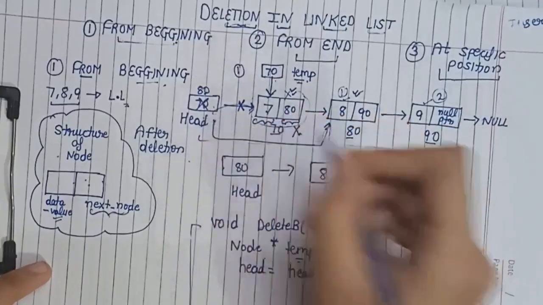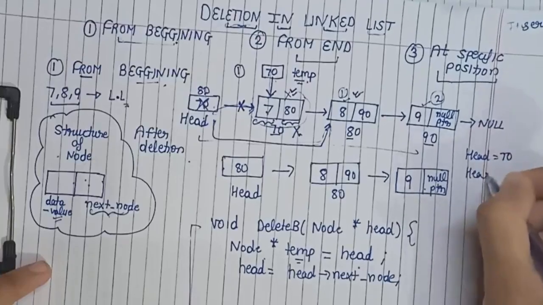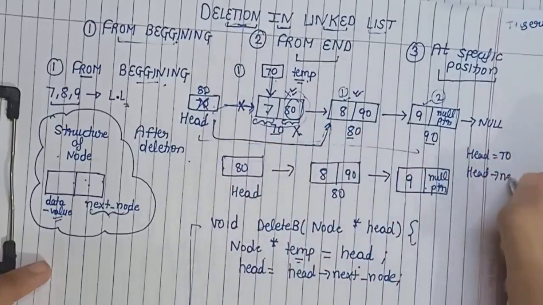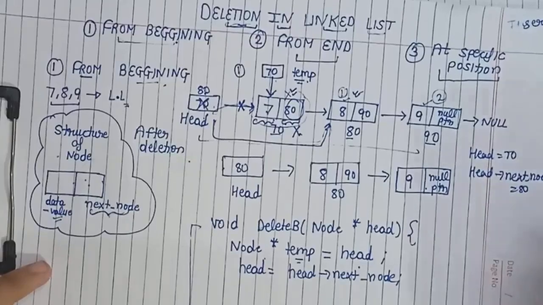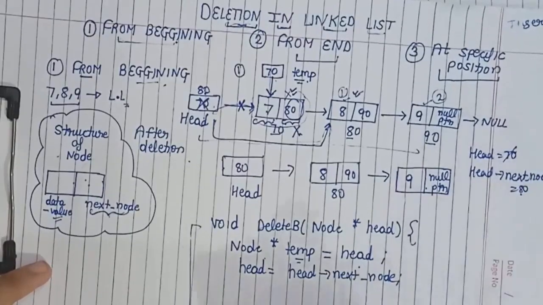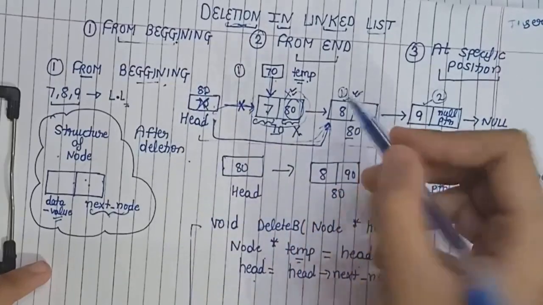So you can see from here that earlier head was 70 and head's next node, which is this, is 80. So head next node is equal to 80. Since we want to remove 70 from here and put 80 here, I will assign head is equal to head next node, the head next node address which is 80 in this case. With this assignment you will break this link and create this particular link that we want.